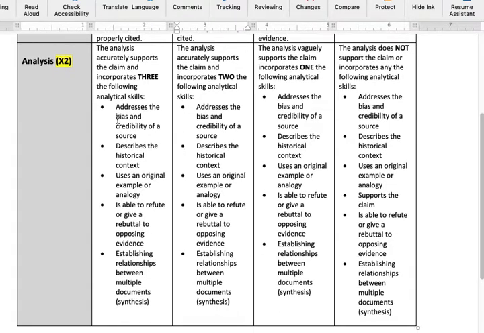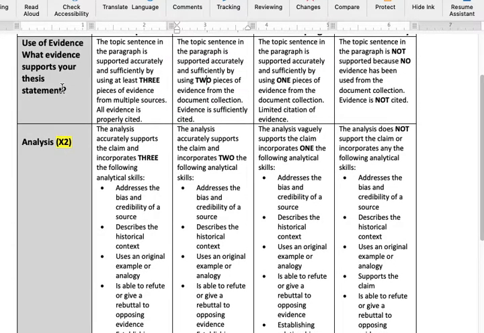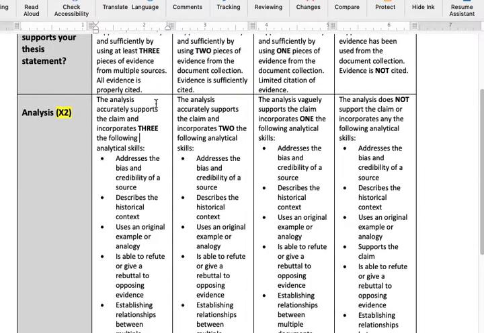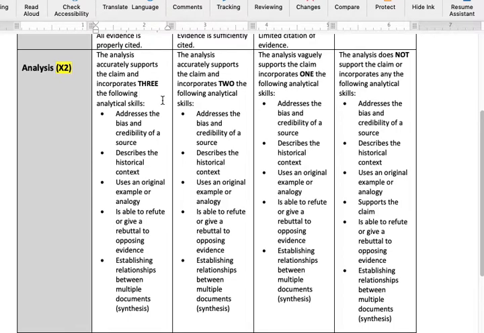Let's take a look at analysis. Analysis is times 2. So all of these are weighted grades. This is worth twice as much as your evidence. All right? So analysis. Let's take a look at exemplary, accomplished, the most. I always want to look at the best, and then we fall from there. The analysis accurately supports the claim and incorporates 3 of these analytical strategies. So make this a little checklist.